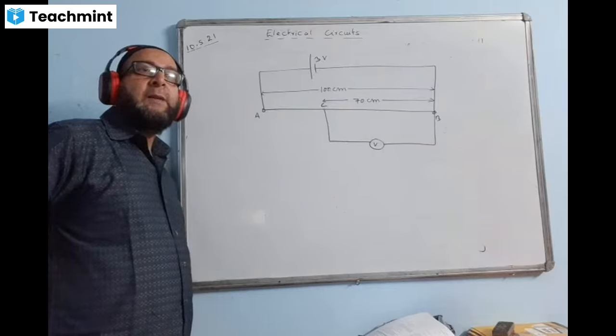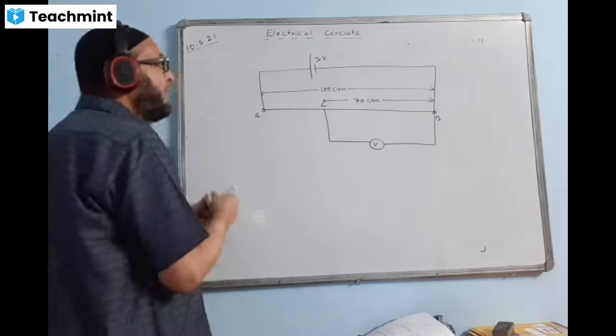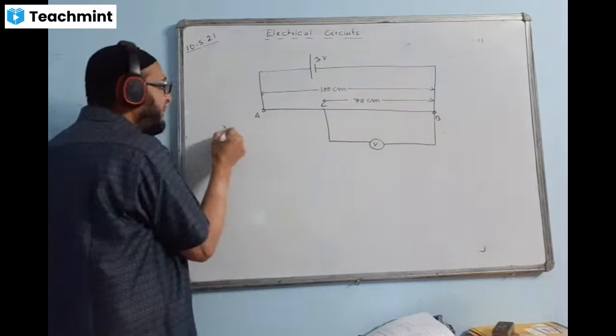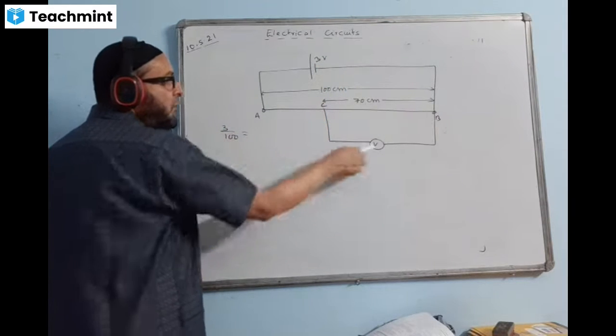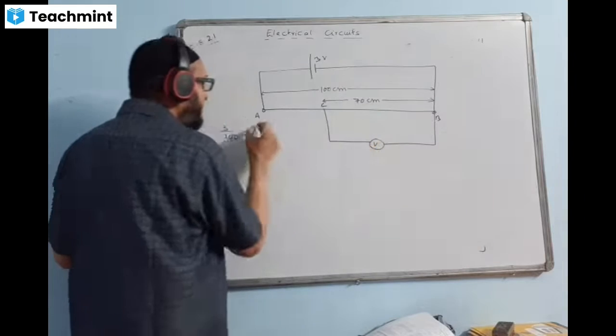So we'll do it in a very simple way. We'll make the potential gradient value equal. What is the potential gradient of the entire wire? That will be 3 divided by 100. Right, like this. 3 by 100 is equal to this voltage across this, terminal voltage V by 70.